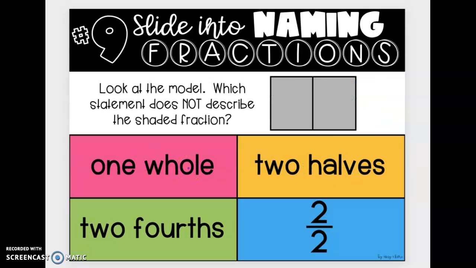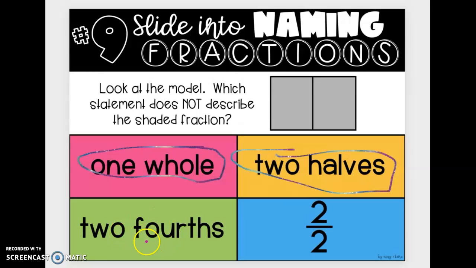Look at the model. Which statement does not describe the shaded fraction? So we have a rectangle, and it is broken up into halves. There's 2 pieces, so we say halves. And it says, which statement does not describe the shaded fraction? So how many pieces of this shape are shaded? Yeah, all of them. The whole thing is shaded. So 1/2 describes the shaded fraction. 2/2, that also describes what we have right here.